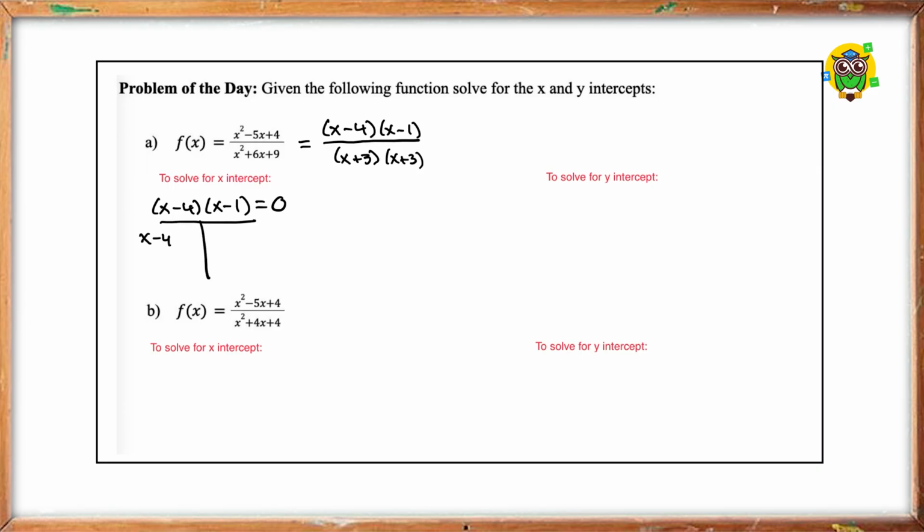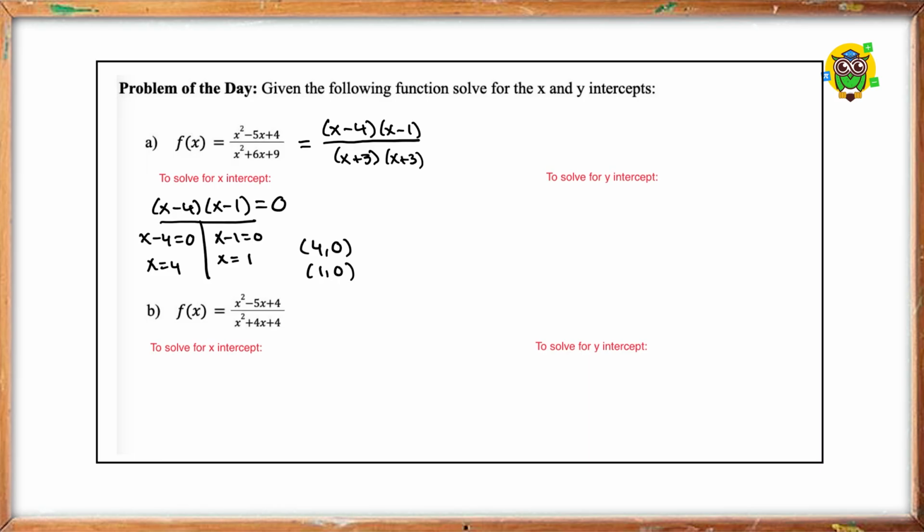x minus 4 equals 0. Using inverse operations, x is equal to 4. Now x minus 1 is equal to 0. Using inverse operations, x is equal to 1. So our x-intercepts are going to be (4, 0) as well as (1, 0).